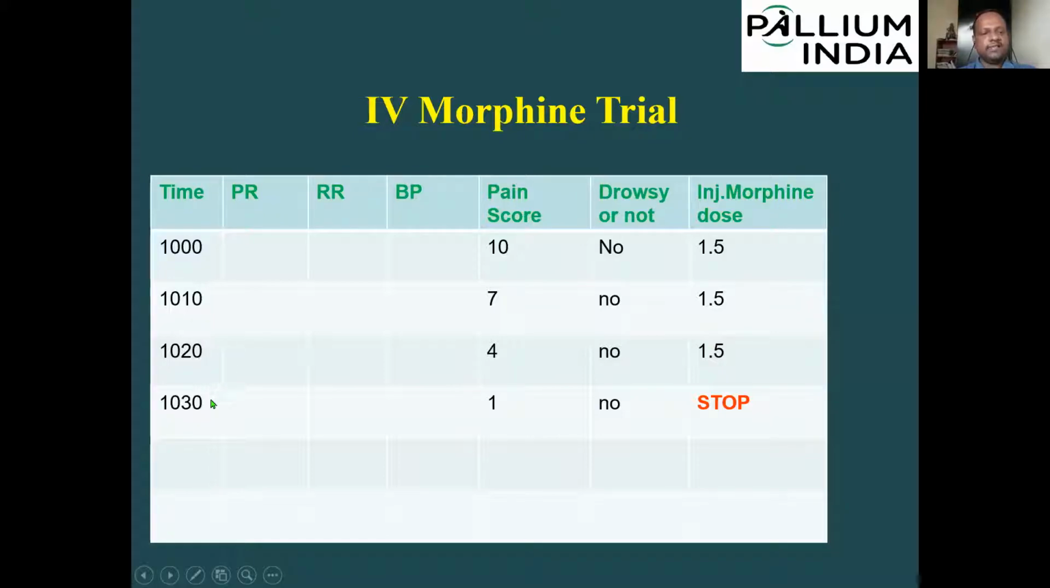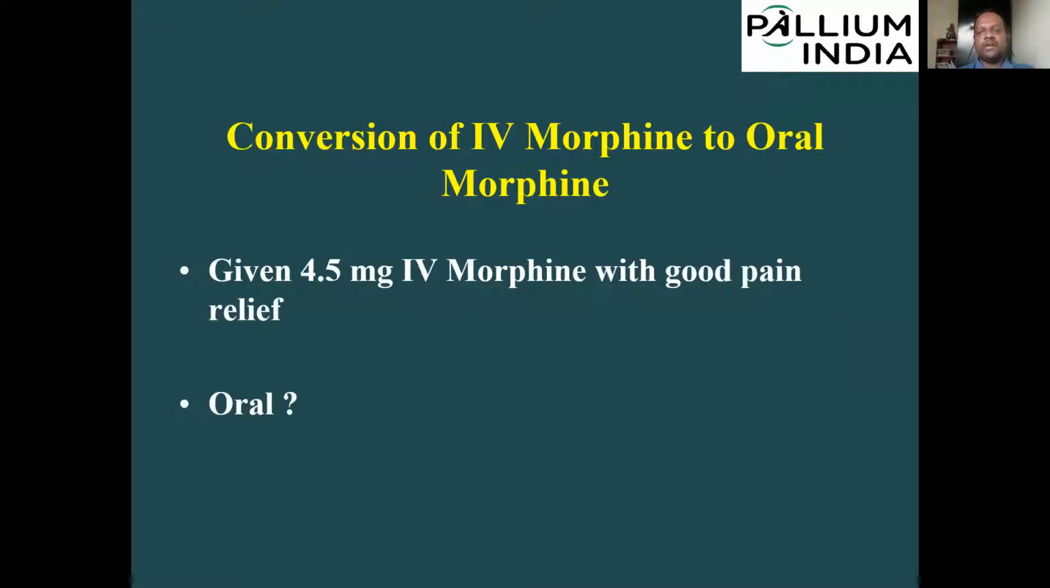You will give another 1.5. And after 10 minutes, you will again assess the patient. Now the pain score is 1. That means the patient has satisfactory pain relief, so you can stop the trial. So this patient received a total of 4.5 milligram of injection morphine. Okay. So how will you convert this?